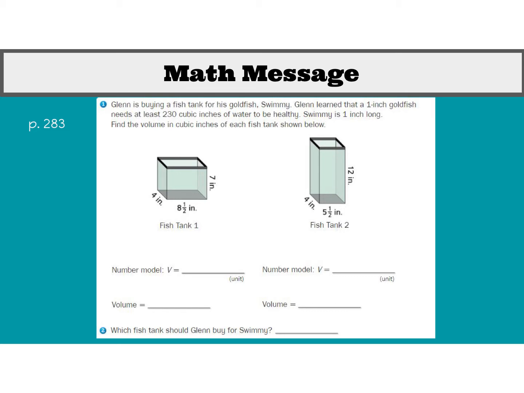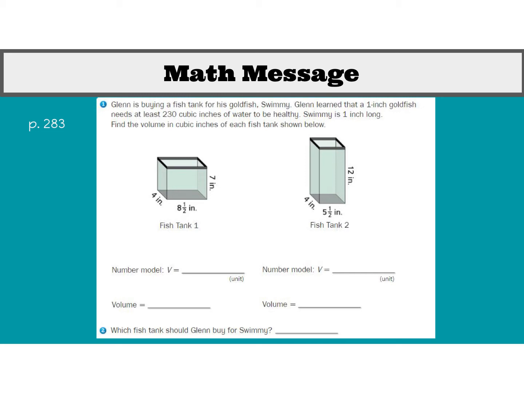Number 1, Glenn is buying a fish tank for his goldfish, Swimmy. Glenn learned that a 1-inch goldfish needs at least 230 cubic inches of water to be healthy. Swimmy is 1 inch long. Find the volume in cubic inches of each fish tank shown below.